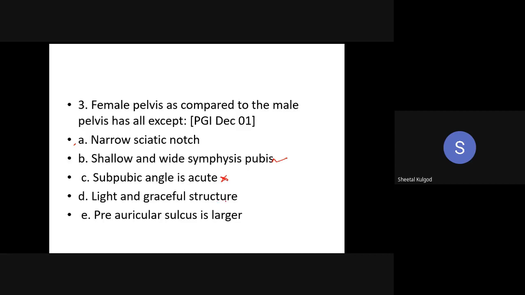It is light and graceful structure. Yes. And is the preauricular sulcus larger? Yes. Okay. So we are left with this point, which is definitely correct. That means it is not true about the female pelvis. And there is this one more point, that is narrow sciatic notch. The sciatic notch in the female pelvis is wider, is it not? It's wider. So both the answers are correct. Answer A and answer C, both are correct here. In the sense, these two are not there in the female pelvis. Did you get the answer?